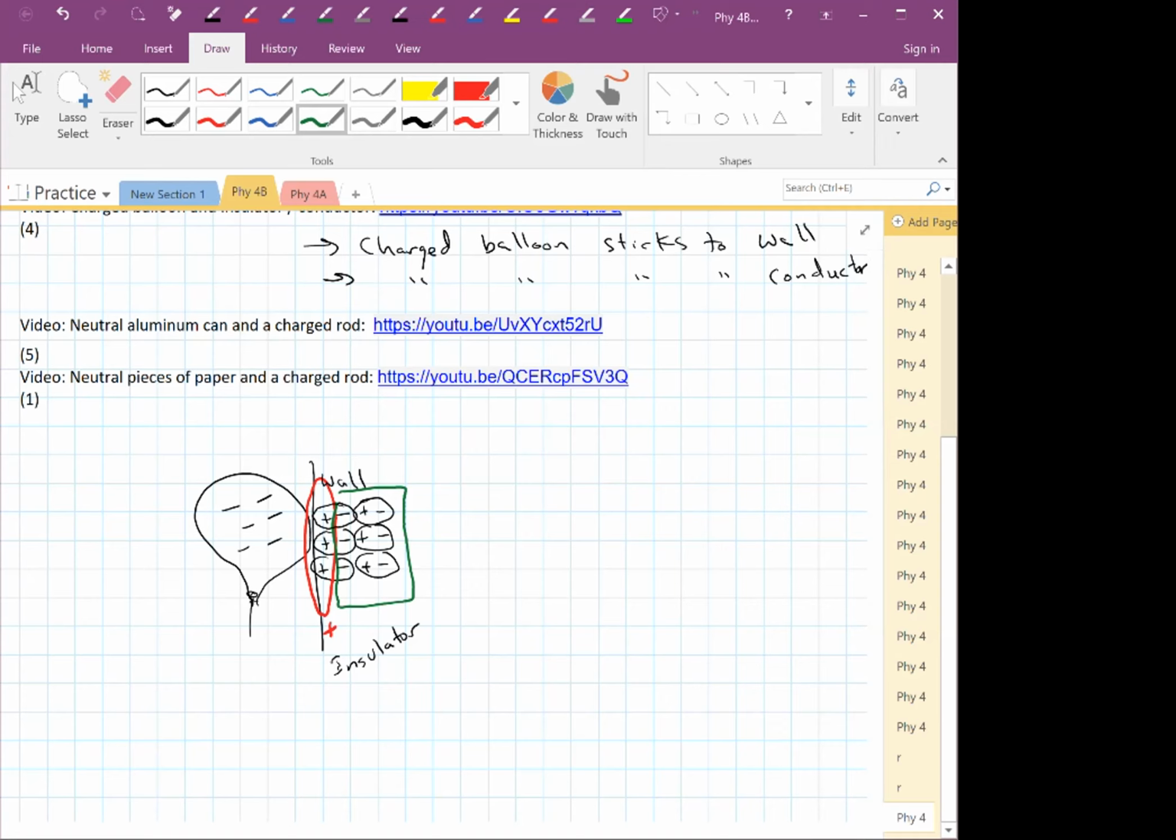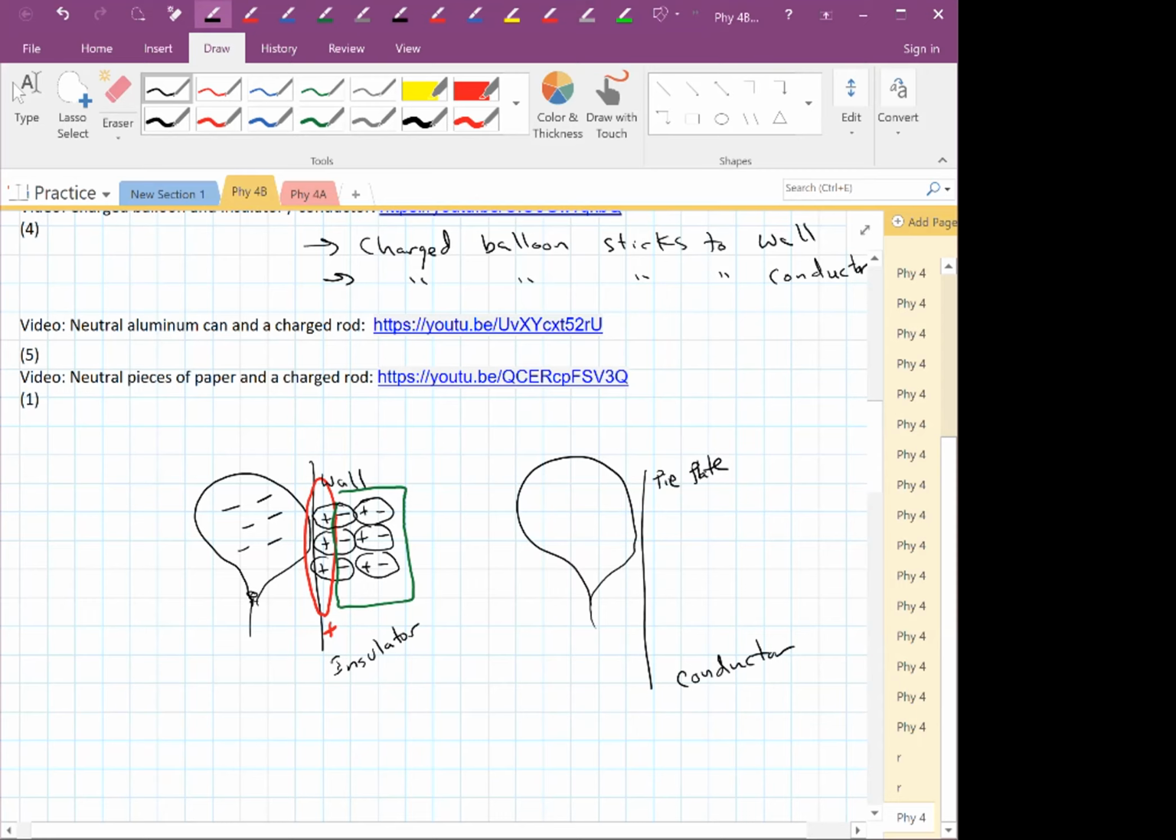Now let's see what happens with our conductor. So we have our negatively charged balloon. My drawing skills are not very good. I have to tell you what that is. There we go. That's a balloon. And we have our pie plate now.